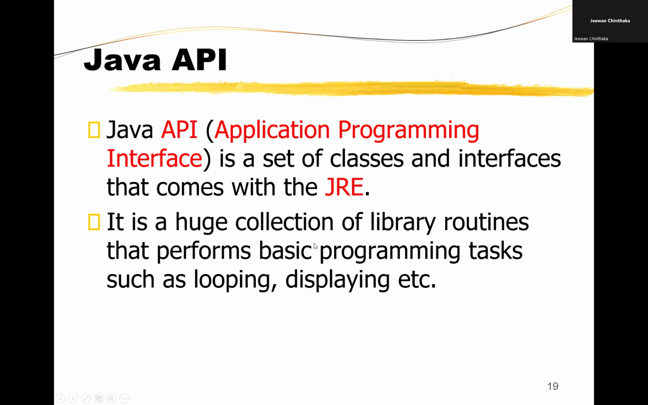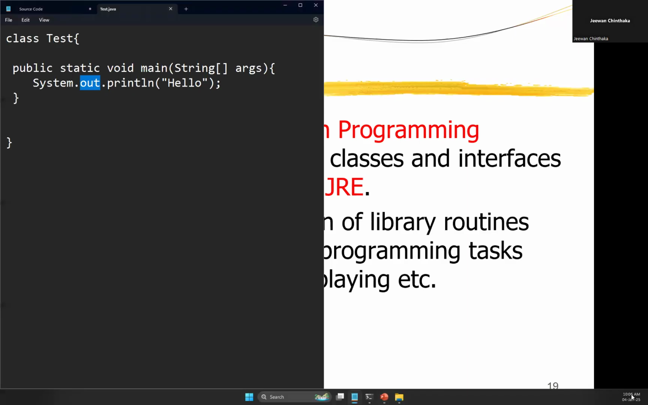There is a huge collection of library routines which perform basic programming tasks, like looping, displaying, and so on. Then with version upgrades, the collection increases. Therefore, the number of predefined tasks you have will get increased. Here in our program, I'm using a predefined task to print. Therefore, I'm using the println method, whatever is available in the Java runtime environment. Rather than defining how to print hello to the console, I'm just using a predefined method. Then I'm passing a name here.